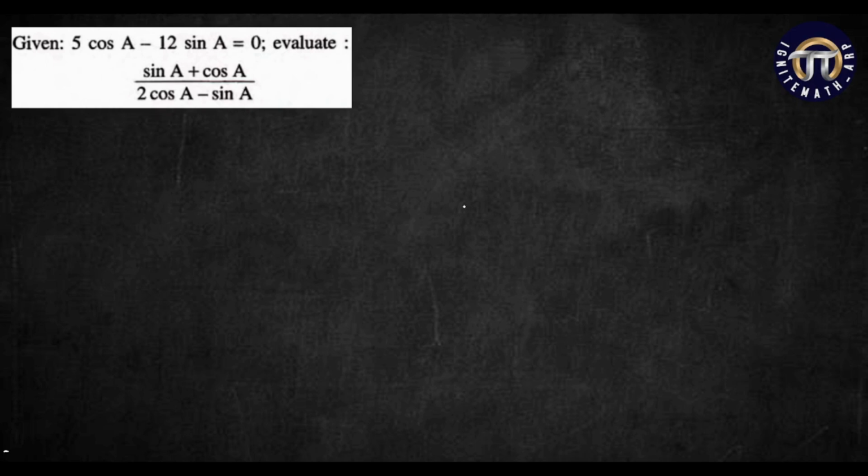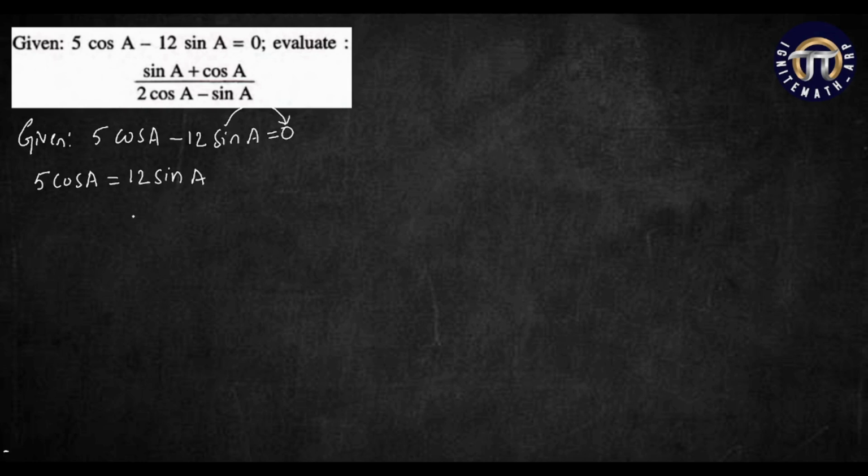See over here, what is given, children? Here it is given to you that 5 cos A minus 12 sin A is equal to 0. So what I do, I will take this sin A to the other side. So now I can write this as 5 cos A is equal to 12 sin A.